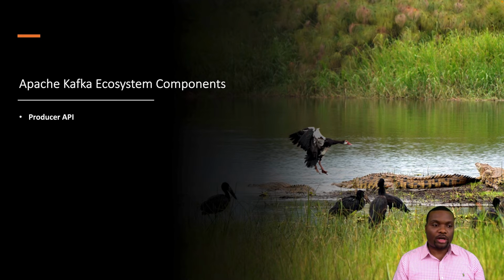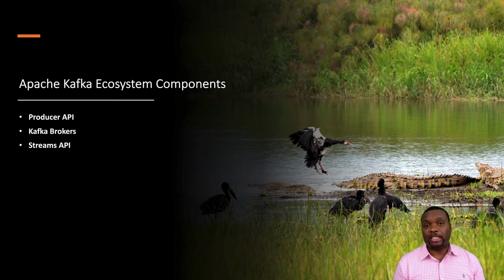So the first one I want to talk about is the producer API. This is something in the client that allows you to generate events and push them into the storage layer. So Apache Kafka has a storage layer called the brokers, but the producers are the ones that create the events and then push them into the storage layer, which is the Kafka brokers. So as the producers are generating the events, they are being pushed into the Kafka brokers, which serve as the storage component for this ecosystem.